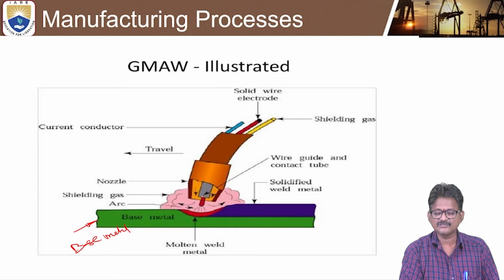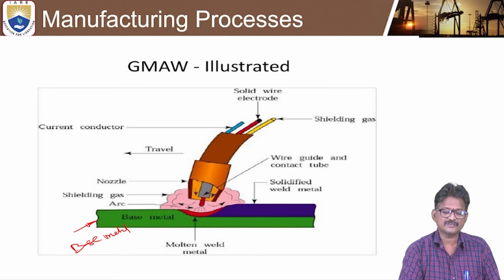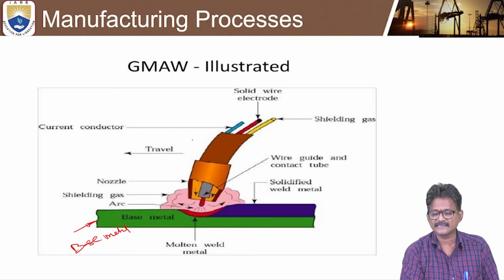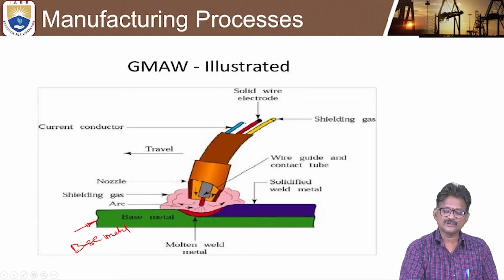So look at how the solid wire electrode is introduced. That red color is continuously coming, so there is no wastage of time changing the electrode. Here there are two things: one is the current conductor, and the other is the shielding gas. And the central rod, red in color, is the solid wire electrode, which is consumed as the filler for joining the metal.